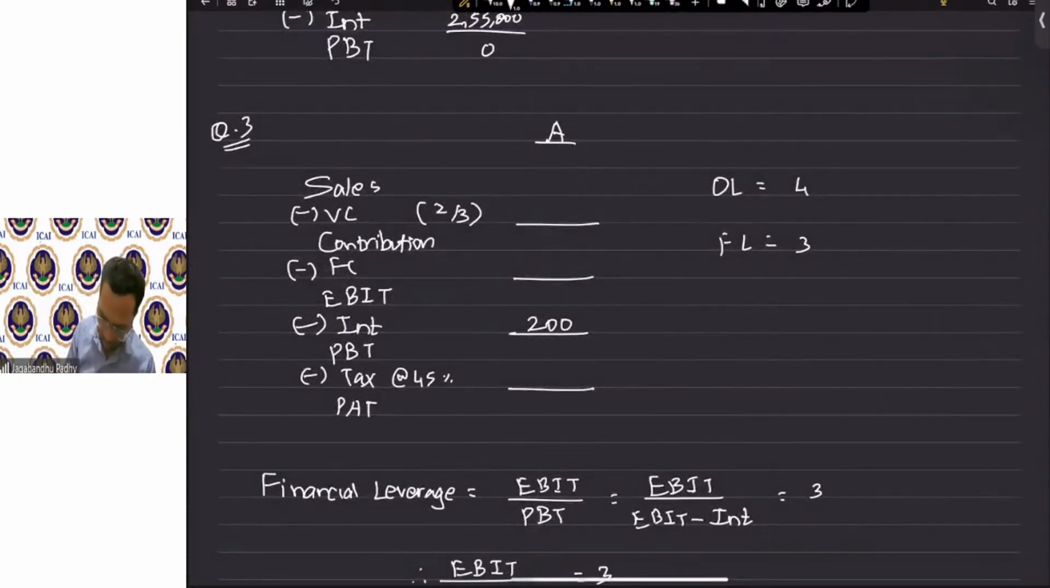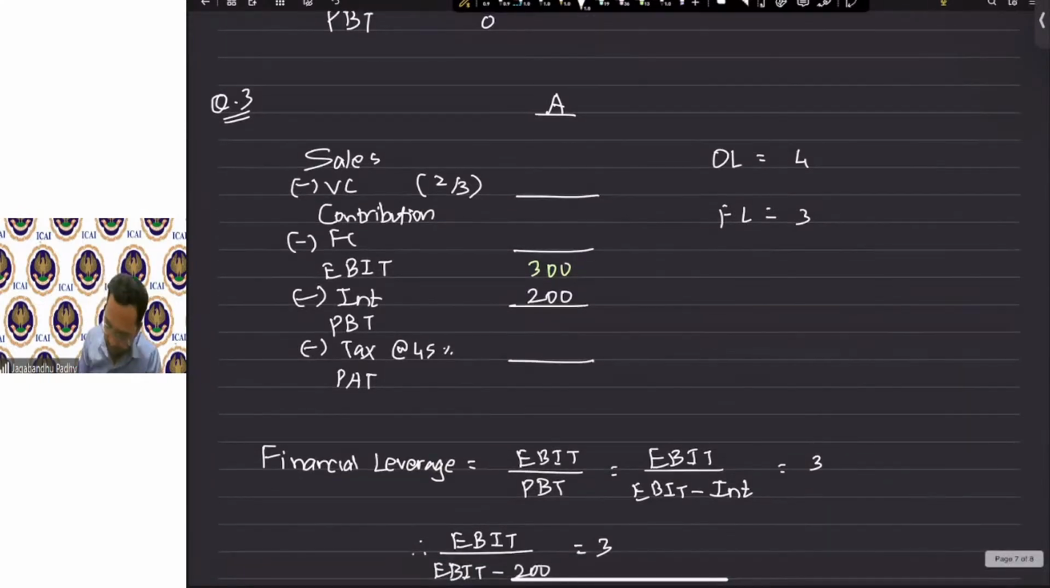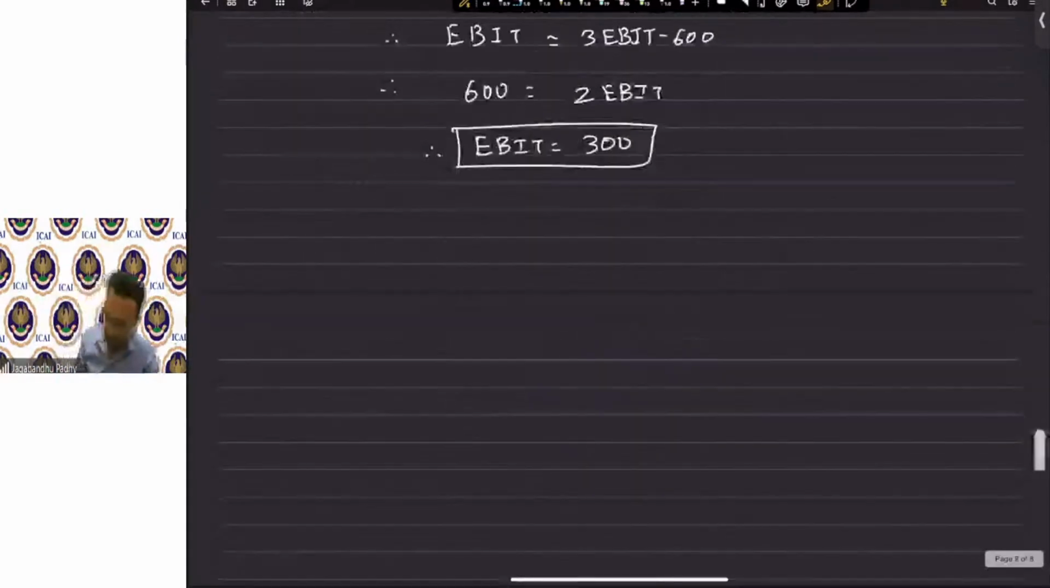Earnings before interest and tax works out to be 300. So let me just write down the earnings before interest and tax. Yeah, 300. So it means profit before tax will be 100. Tax will be 55 rupees. Now, the next leverage that we have to use is operating leverage. Now, operating leverage is simply contribution upon EBIT. So we can simply divide it and get the values.